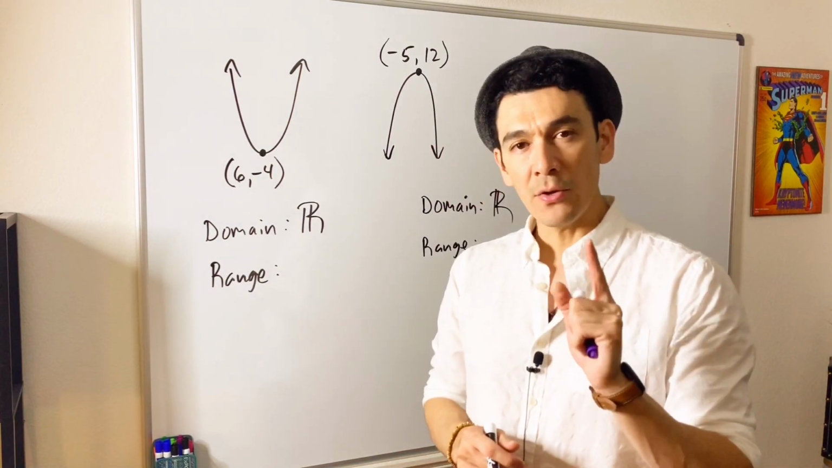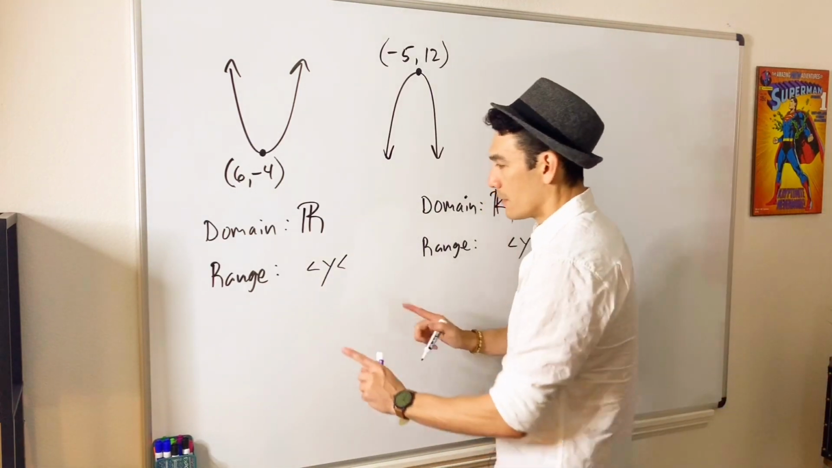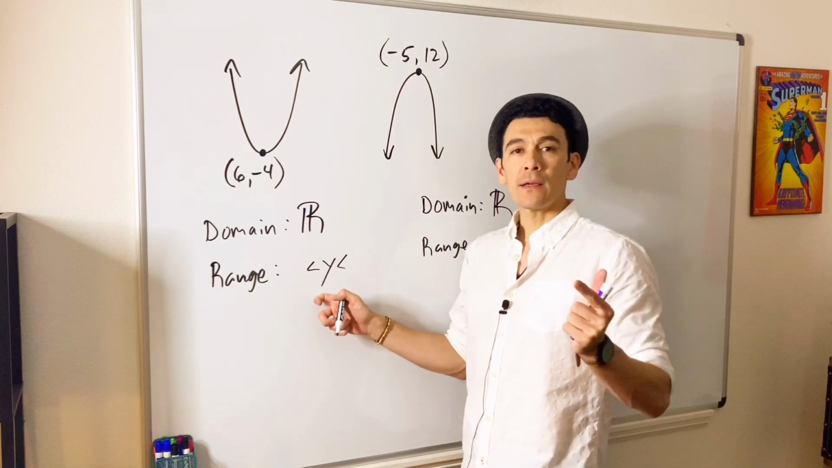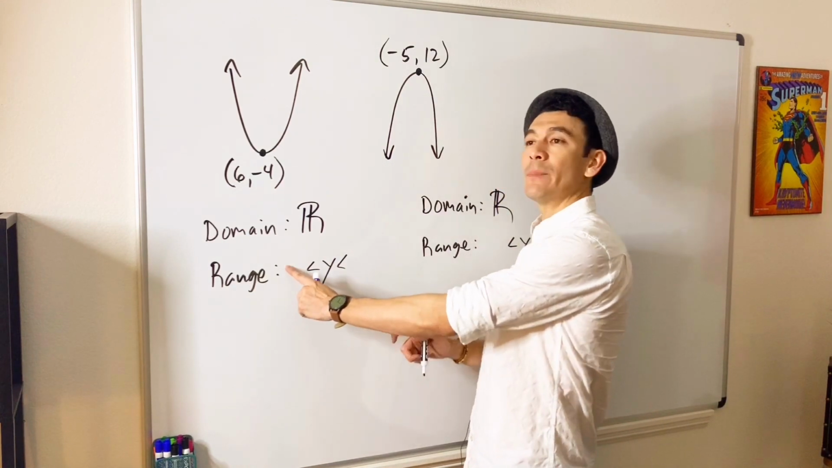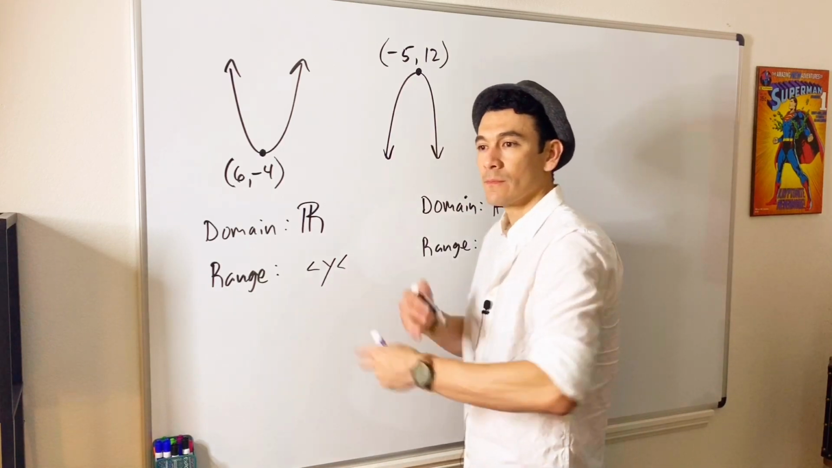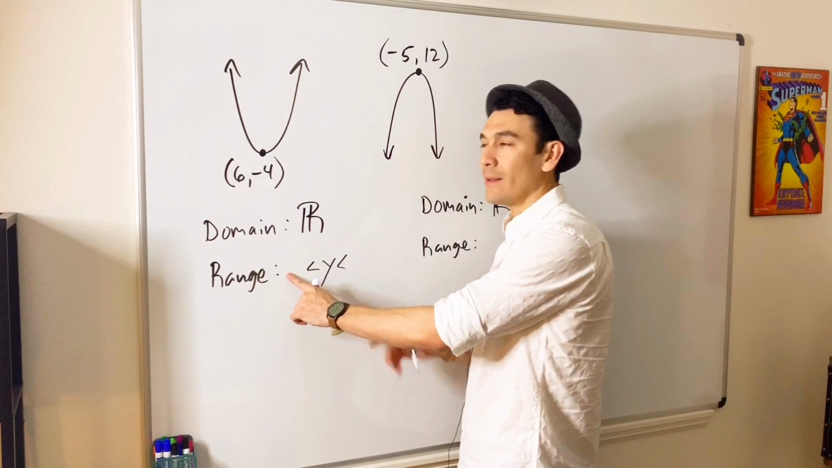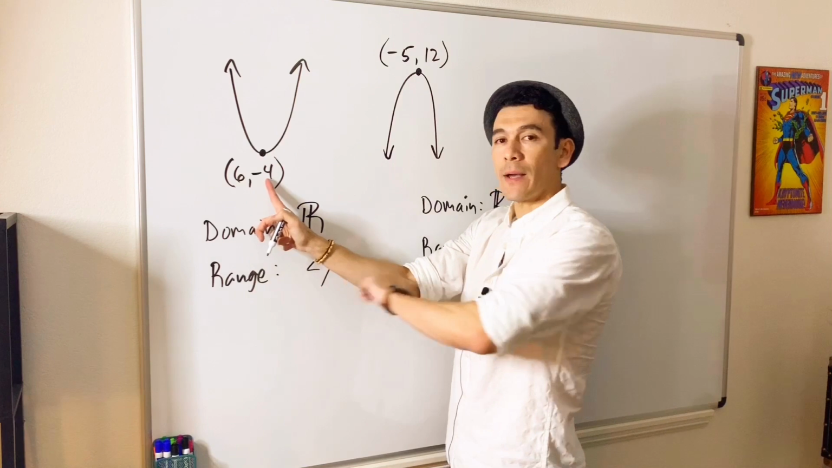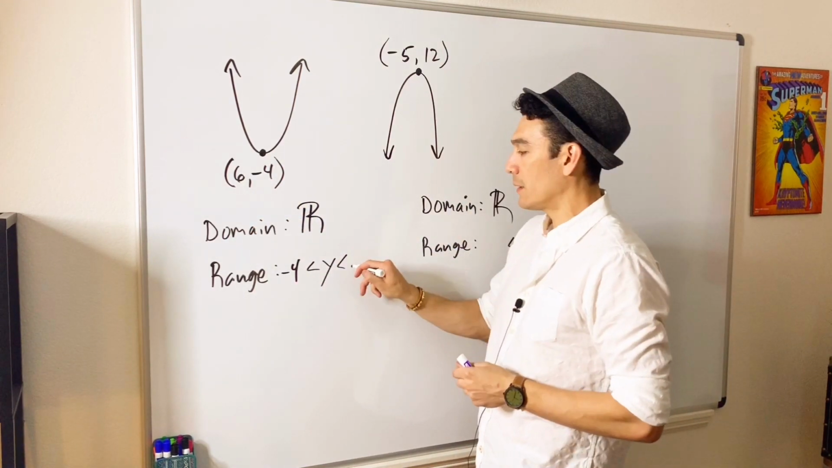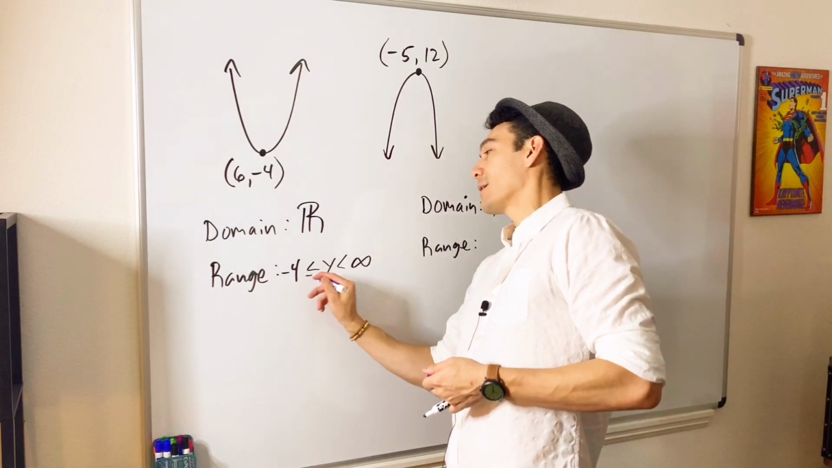So let's approach it in this fashion. So here for range, the idea is we're looking at the y-coordinates. And here you want to put the lowest y-coordinate, and here you want to put the highest. And that's always how this works, always. So what's the lowest y-coordinate that this graph reaches? The lowest y-coordinate would be -4. And how high up does this picture go? It goes up forever. But don't forget that we have equality at the -4.